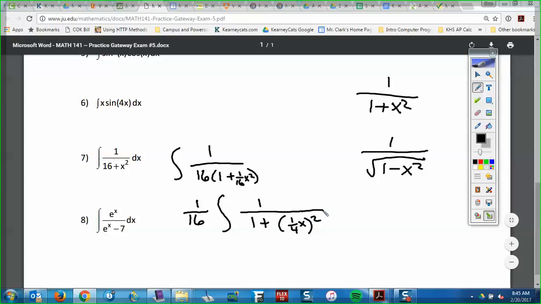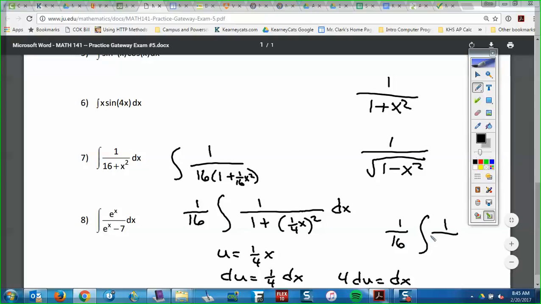And what would you let your u be? Let u equal 1/4 x. Your du would be 1/4 dx, which we could just move over. So 4 du would equal dx. And so now, because there's a dx here, the 1/16 hangs out there. This becomes 1 over 1 plus u squared, right? Because this 1/4 x was our u. And then our dx comes out, and it's 4, so there'd be a 4 du. And so see how I turned that into an arctangent, right?